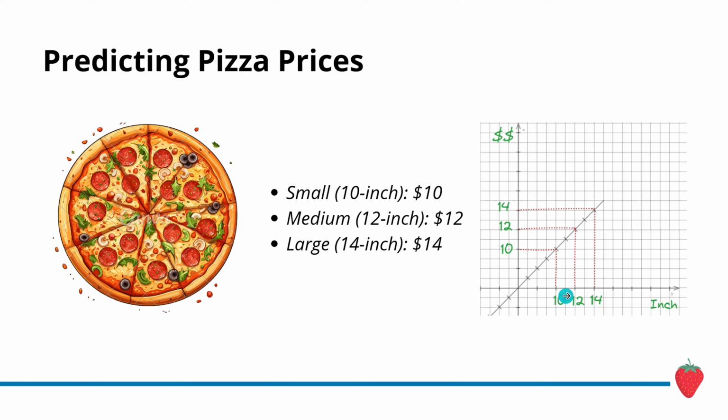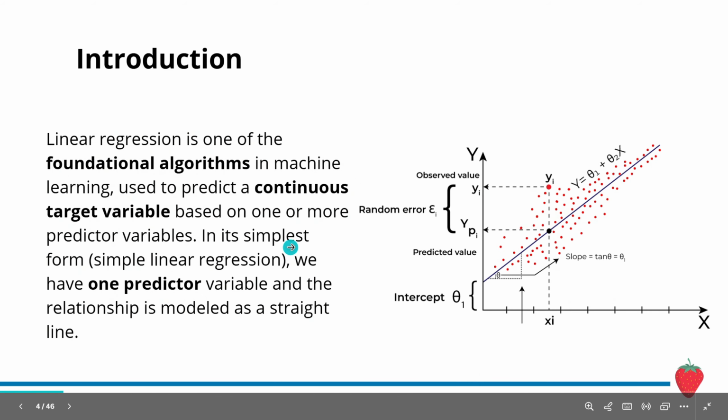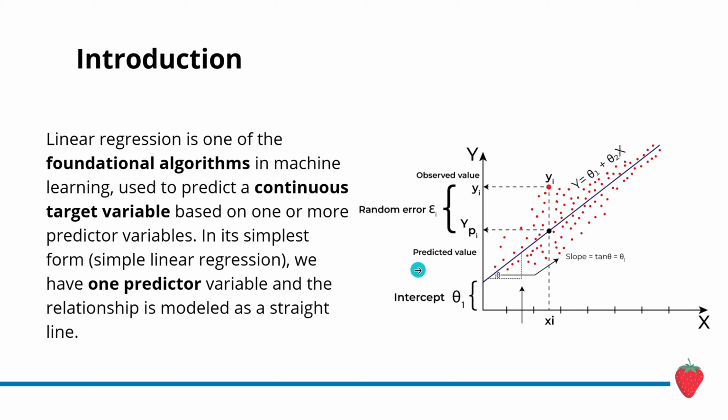where we can then predict others. Let's say for 10 inches it's $10. What about for 11 inches? It's going to be $11, and so on. So this is the concept of linear regression. Linear regression is about predicting new values using old historical values. It is part of supervised learning, where all the data is labeled, and we use it to predict what's coming next.